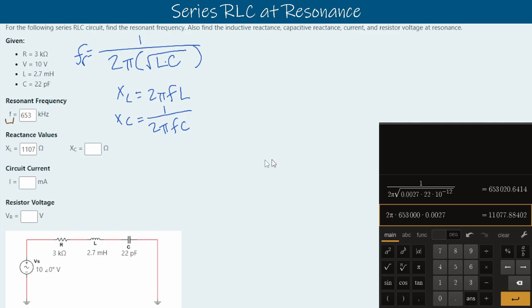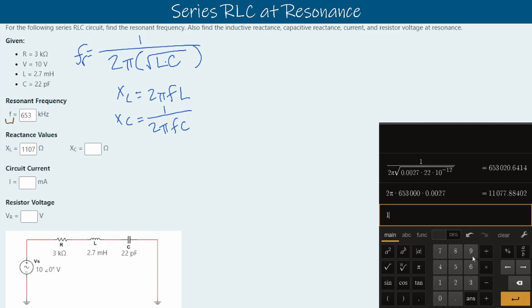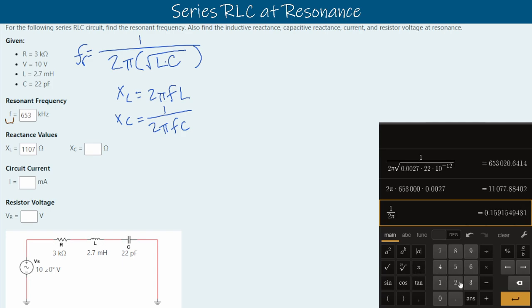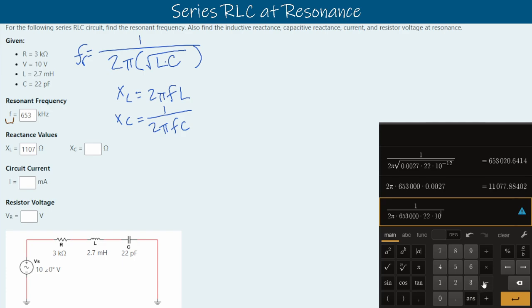The second number here is our XC, so we'll do 1 over 2 pi FC. 1 over 2 pi, 653,000, multiplied by our picofarad value, so 22 times 10 to the pico, negative 12. We get the same number. That's what we expected, really. 11078. And so that's exactly what we got for that last one, 11078.